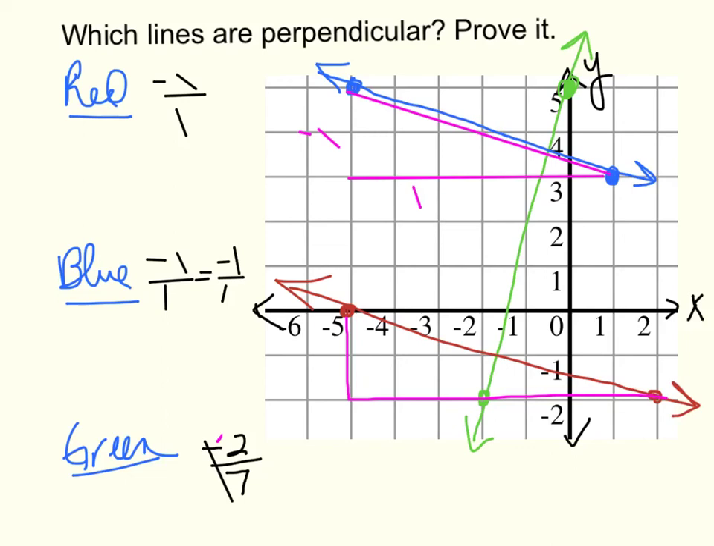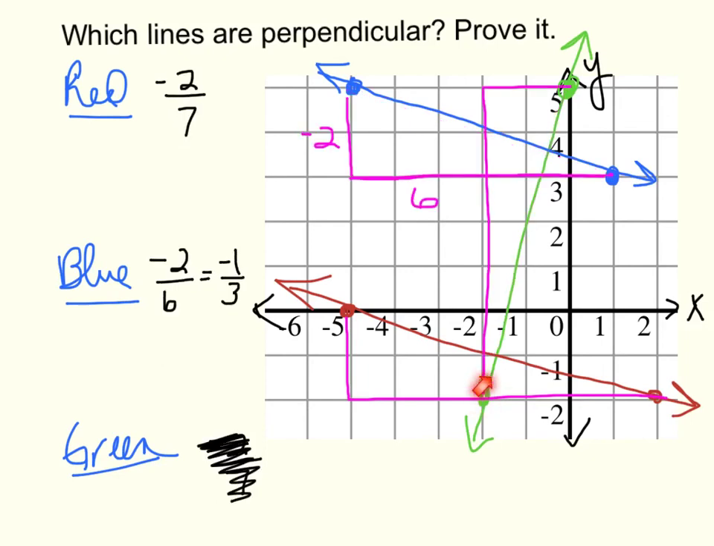Now my green line goes up, so we have to count up and to the right. So how many up? We go up 1, 2, 3, 4, 5, 6, 7. Up 7, to the right 2. So up 7, to the right 2 gives me 7 halves. So we have a slope of negative 2/7, a slope of negative 1/3, and a slope of 7 halves. Which two slopes are opposite reciprocals of each other? Which one's positive, one's negative, and which ones are flipped?